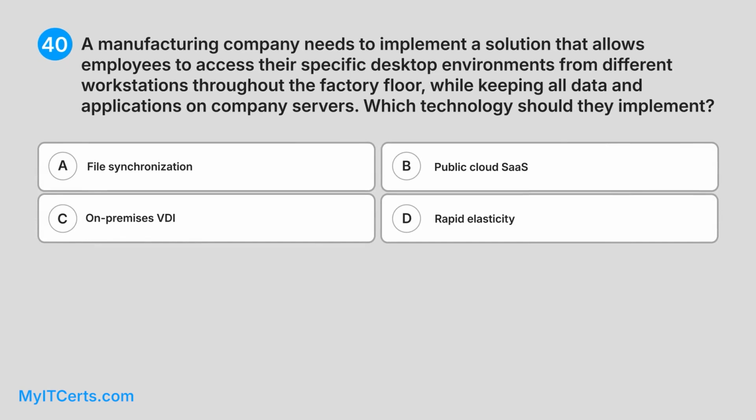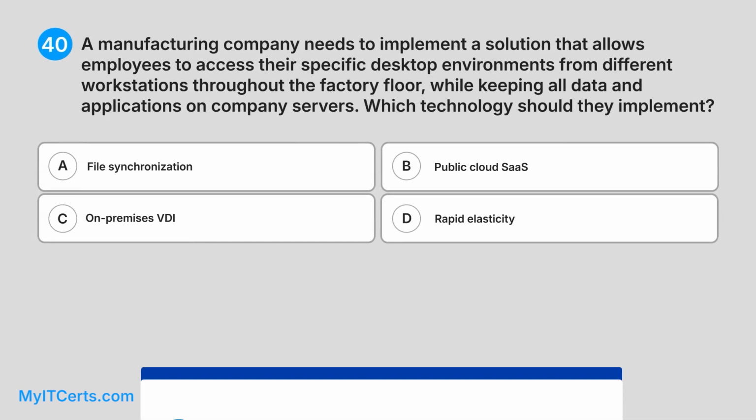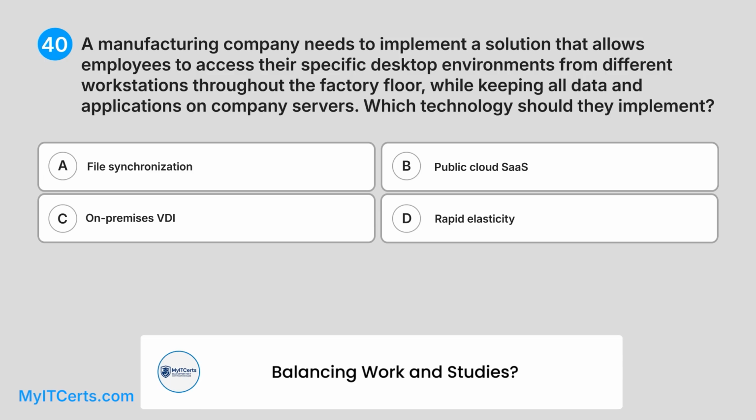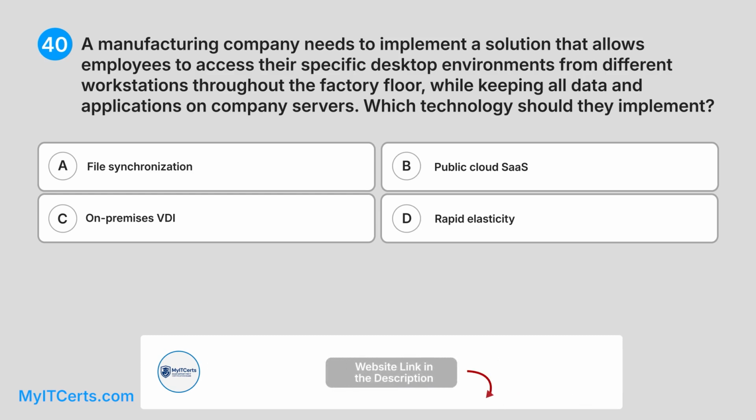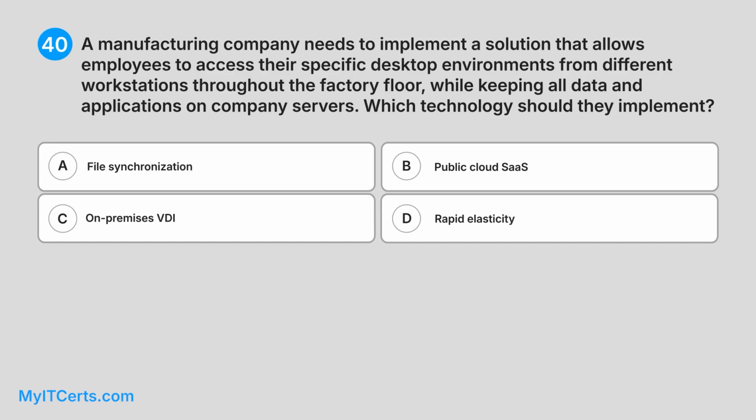A manufacturing company needs to implement a solution that allows employees to access their specific desktop environments from different workstations throughout the factory floor, while keeping all data and applications on company servers. Which technology should they implement? A. File synchronization. B. Public cloud SaaS. C. On-premises VDI. D. Rapid elasticity.